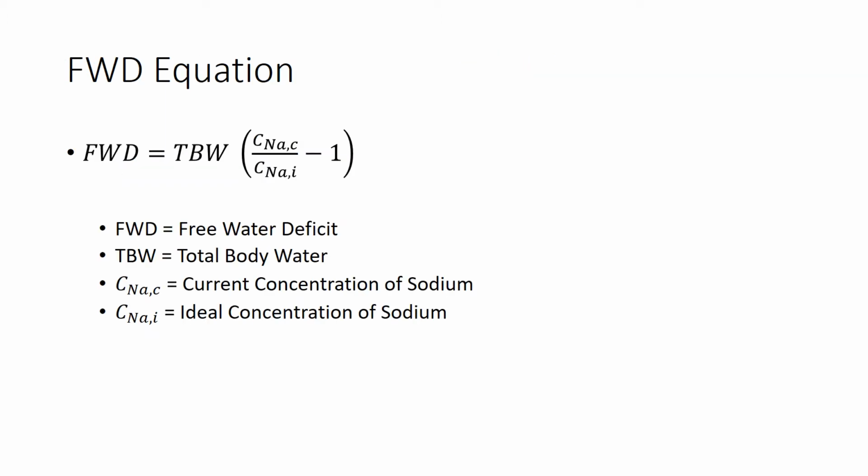The free water deficit equation that you'll find online will be some variation of the following. Free water deficit equals the total body water times the quantity, the current concentration of sodium divided by the ideal concentration of sodium, minus 1. Now let's dig a little bit deeper into how that equation comes about.